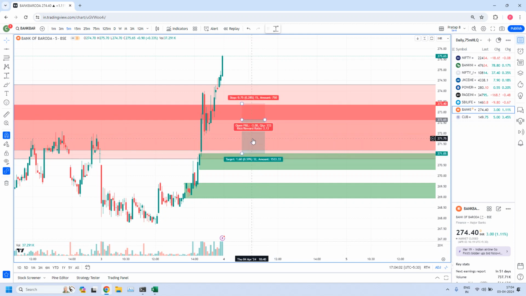Okay. So how much? We are getting 1:2.1. That means 1:2 RR is there. When you have such a small RR, it's quite risky to take the trade. That too, this is the last 1 hour trade. If you want to improve RR, this is how you can adjust.